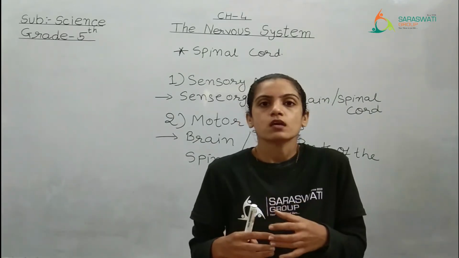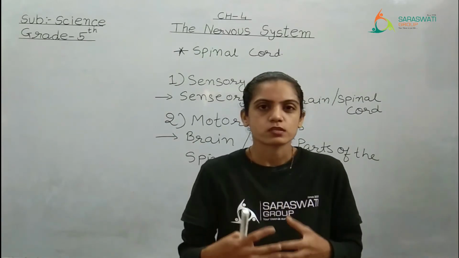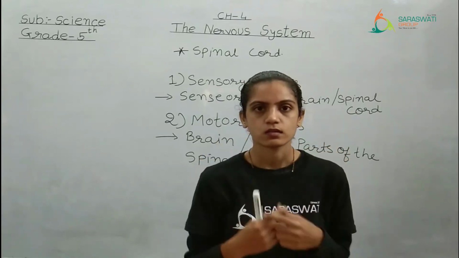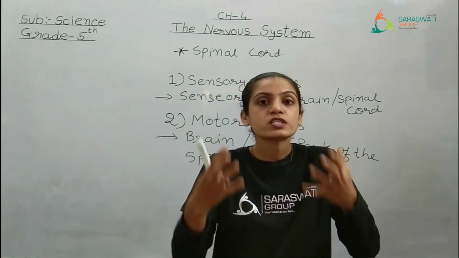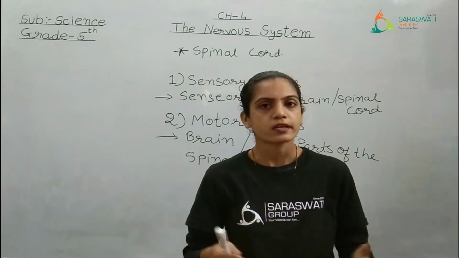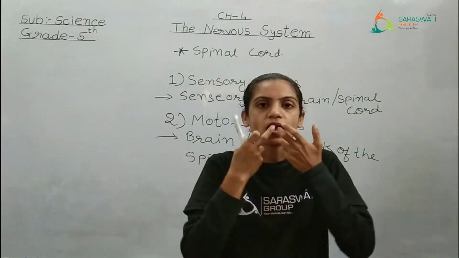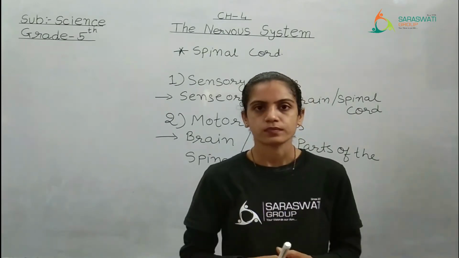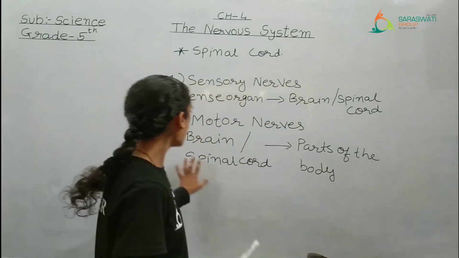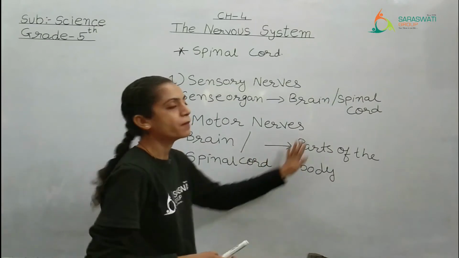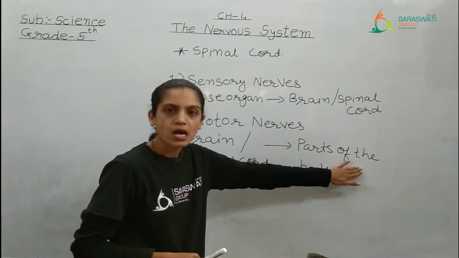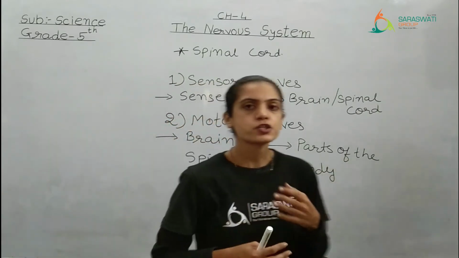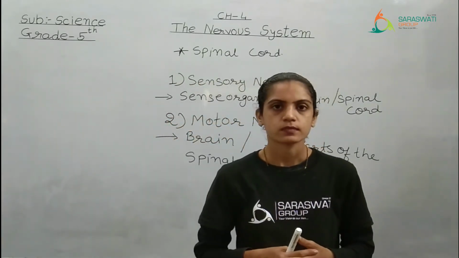When you see a good food dish, your mouth will start watering. So where does this water come from? It comes from your gland, the salivary gland. Gland means which releases liquid. Right? So from the brain or spinal cord, the message will pass to the parts of the body, organs of the body, muscles, tissue or glands. Right?